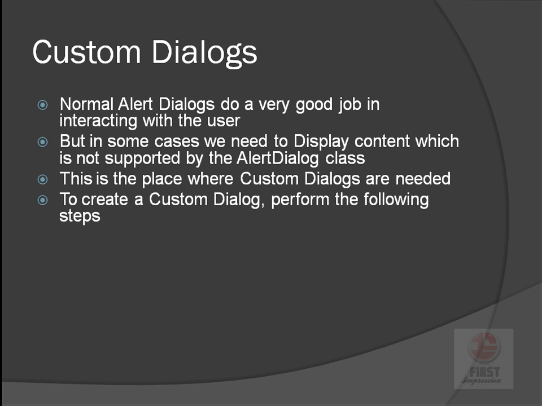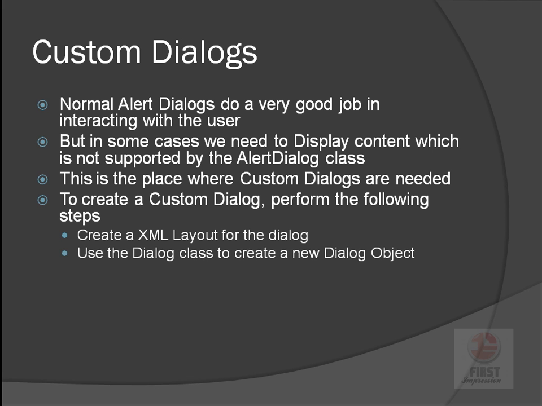To create a custom dialog, we have to perform the following steps. Step 1 is to create the XML layout for the dialog. If we want to have our own layout, then we have to create an XML layout for the dialog. This XML layout should be inside the res/layout folder. Then we have to create a new dialog object with the help of the dialog class. We have to set the content view of this dialog to the XML file that we created in step 1.